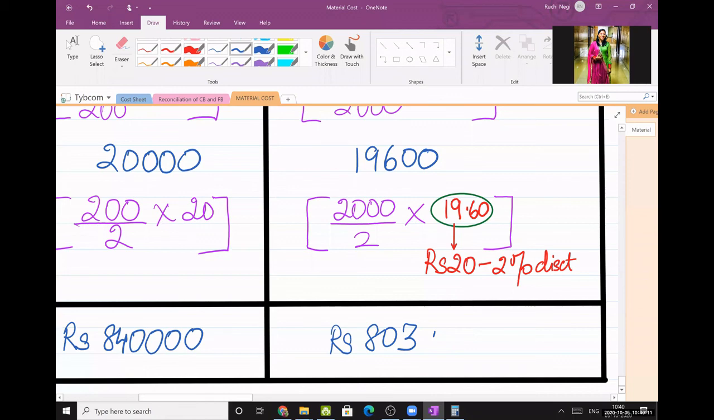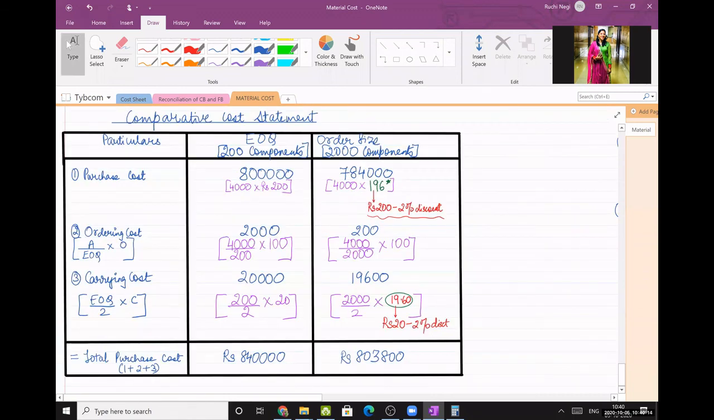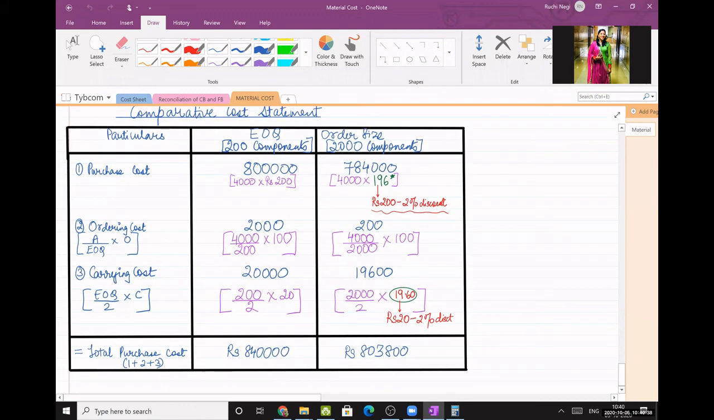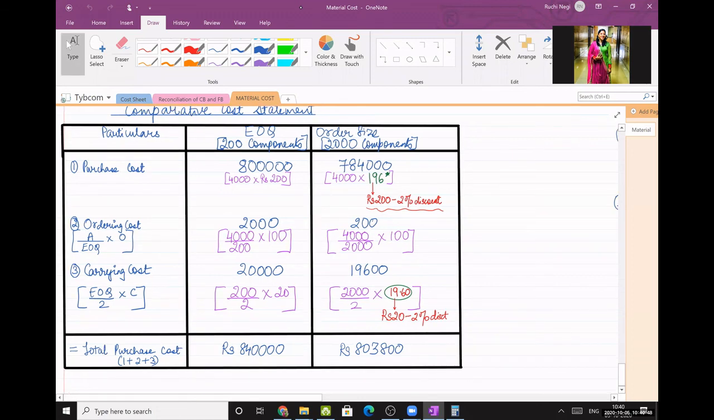Okay. 8,03,800. So obviously, which offer is better? The supplier is giving me the offer of 2,000. He's saying, madam, your EOQ should not be 200. I mean, you should not purchase 200 at one time. You should purchase from me 2,000 units. So I will be able to save a lot of money. So I should accept this offer. Okay. How much amount is being saved? See, 36,200 rupees I'm able to save if I follow the offer given by the supplier.